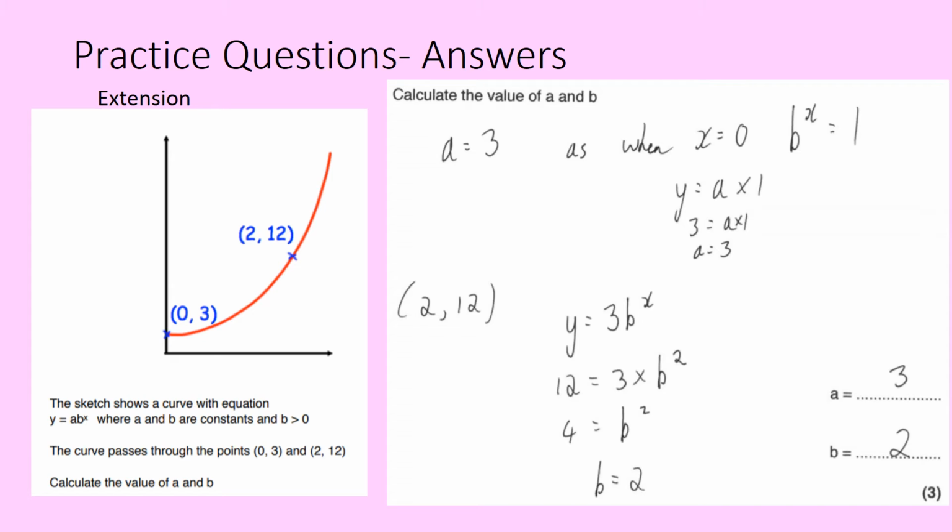But we want to know what b is. We don't want to know what b squared is. So we're going to have to square root both sides. So b is equal to the square root of 4, which is equal to 2. And the answer could have been minus 2, but if we go back to our question, it says where a and b are constants and b is greater than 0. So it can't be minus 2, it has to be the positive solution, so it has to be plus 2.